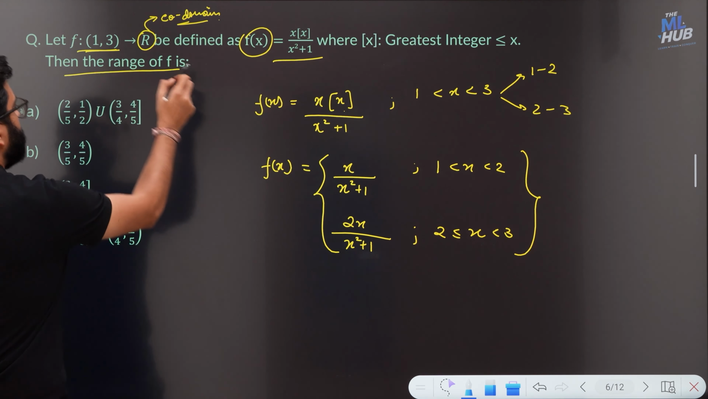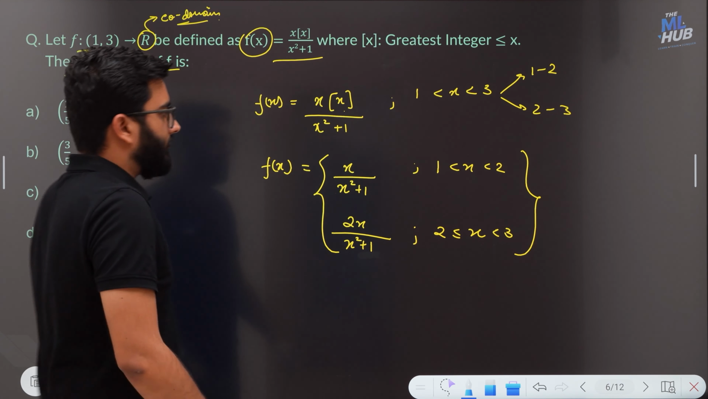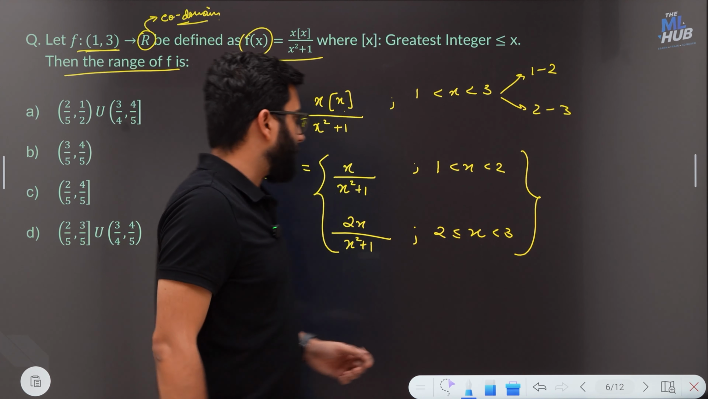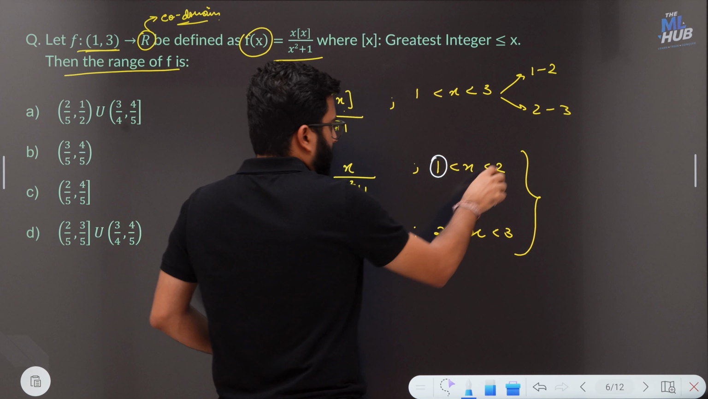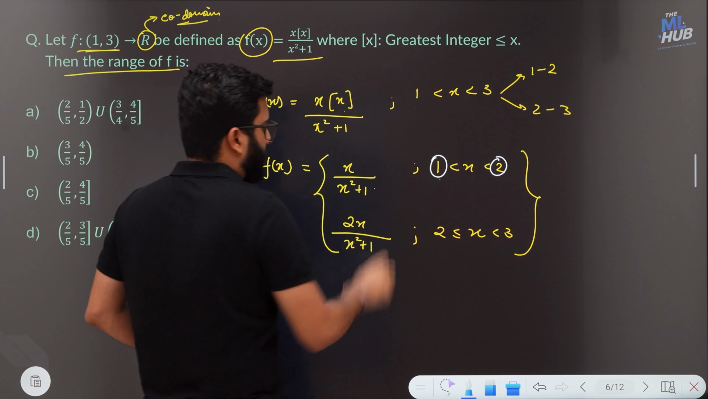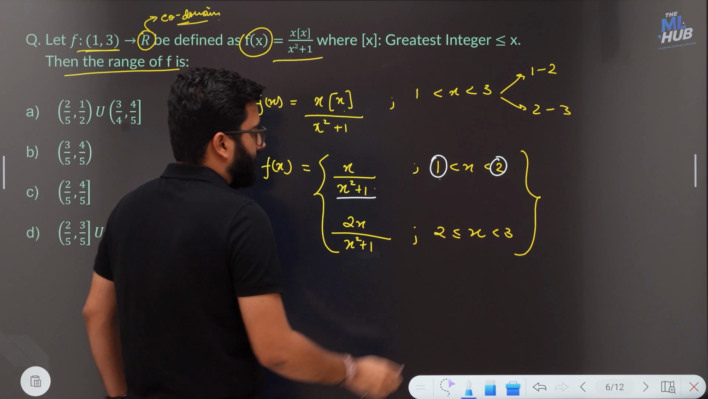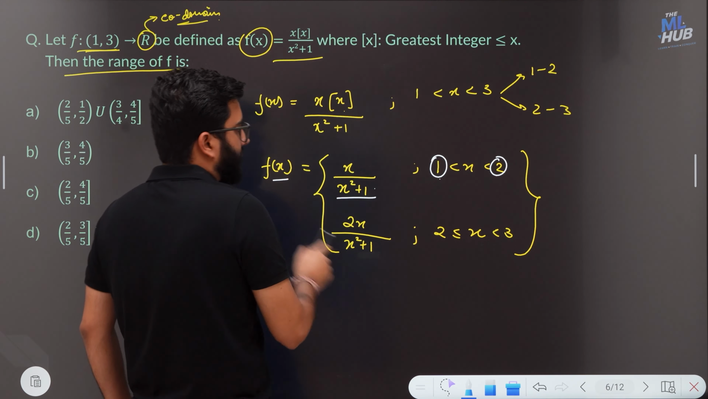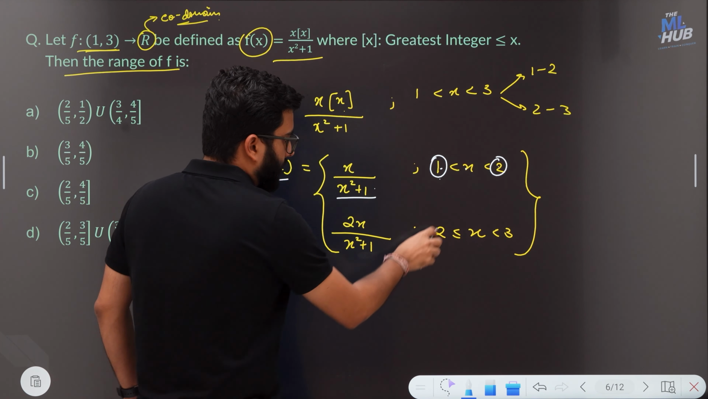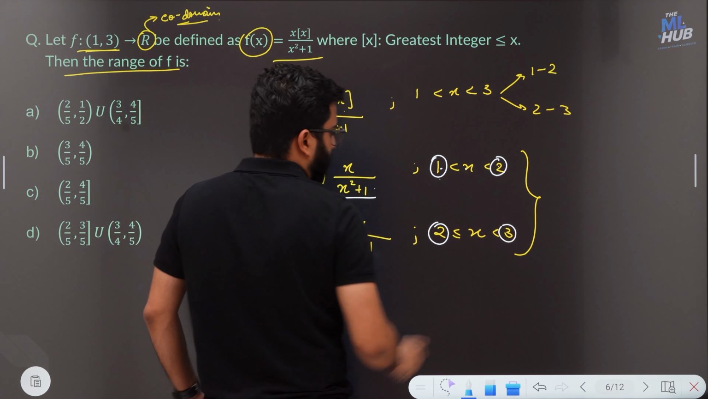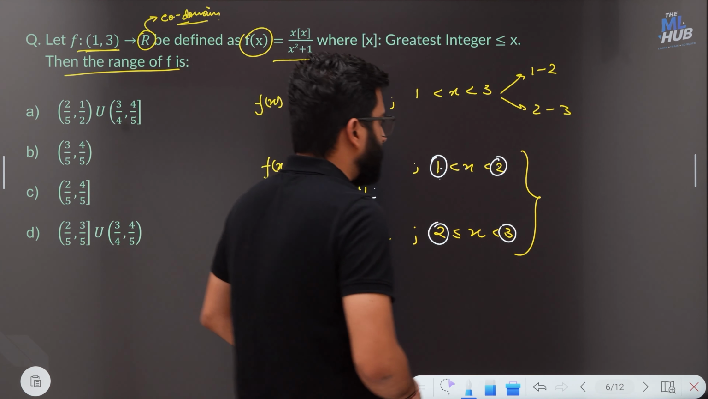Then we need to find the range of this function. The range can easily be calculated. You have 1, you have 2. Just put it here and try to find the range of all possible y's if x is greater than or equal to 1 but less than 2. And we will do the same for the second one. So it's a piecewise function.